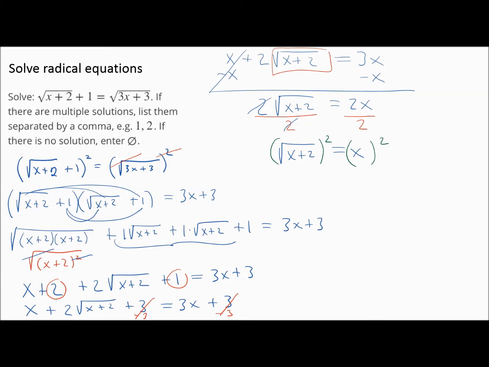How does that help? The square root of x plus 2 all squared. Remember, those cancel each other out, and I get x plus 2. And on the right, I have x squared. Now, what do I do with that?